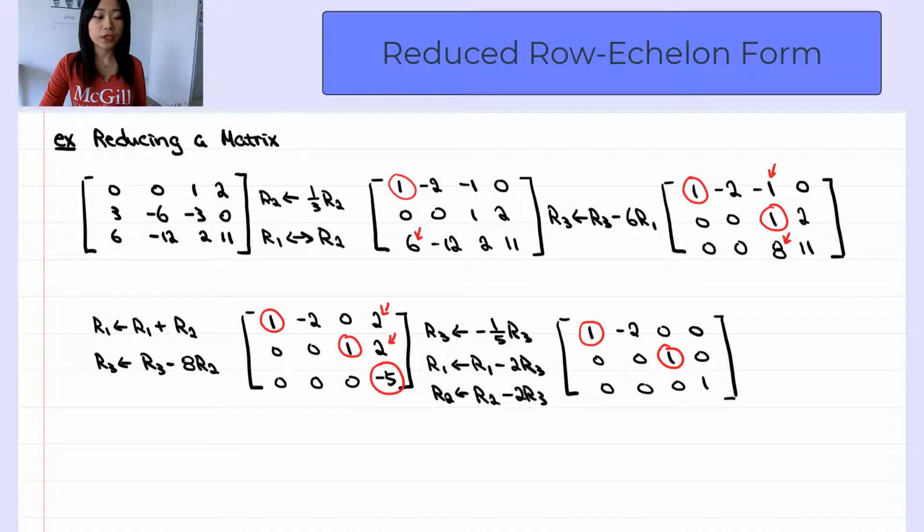Then moving on to the third row. The leading entry is also 1, and the entry is in the fourth column, which is to the right of the first two leading entries. And in the same column, all the other entries are 0. So yes, this is in reduced row-echelon form.